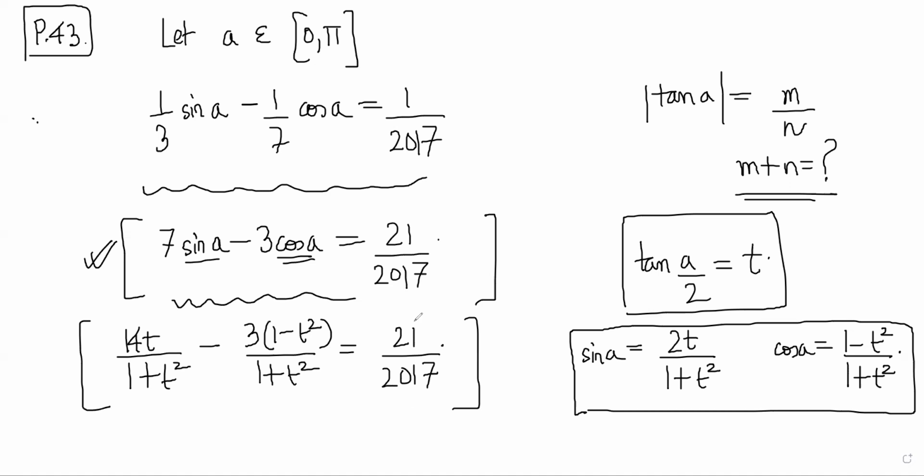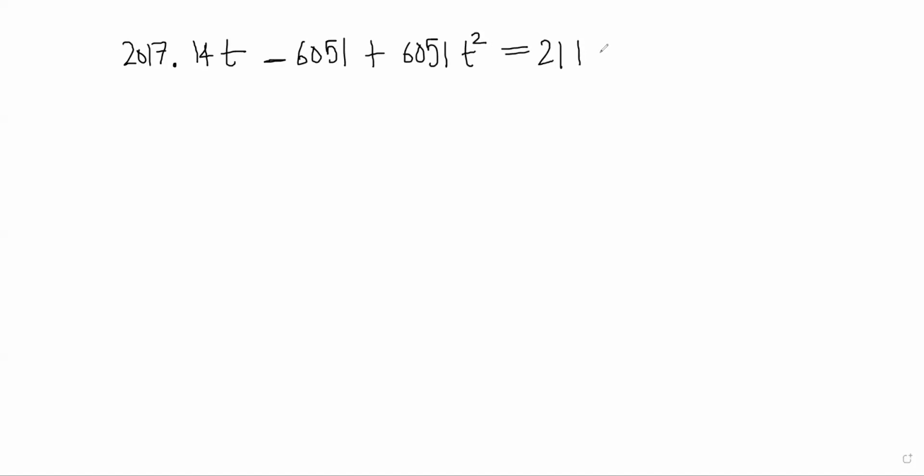You have to take 1 plus t square on the other side, bring 2017 on one side. It's a simple quadratic equation. If you simplify it a little bit, you will get 2017 times 14 t minus 6051 plus 6051 t square is equal to 21 plus 21 t square, right?